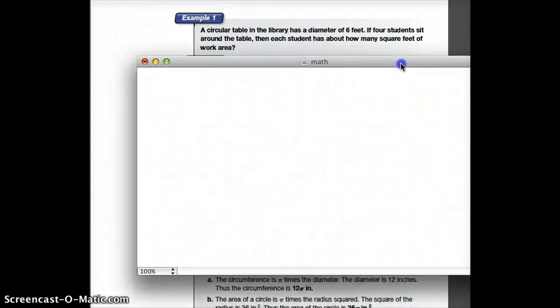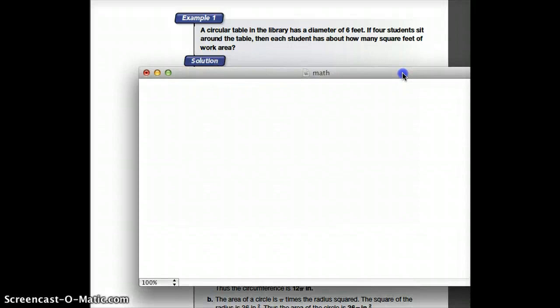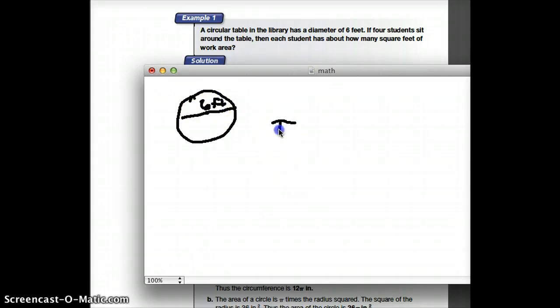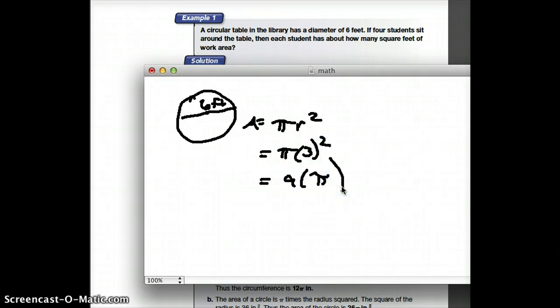Okay, so let's go through the examples. Here, a circular table in the library has a diameter of 6 feet. If 4 students sit around the table, then each student has about how many square feet to work with? Okay, so the diameter is 6 feet. Again, they've given you the diameter, which is across, 6 feet. You would need to split that in half to get the area. So that's pi r squared, which is pi times 3 squared, which is 9 times pi. Okay, 9 times 3.14. Multiply that in a calculator.